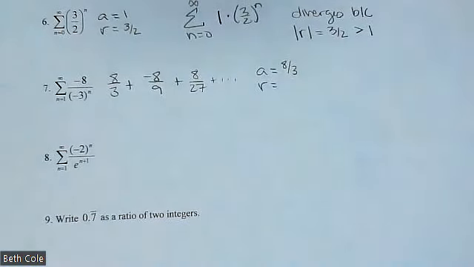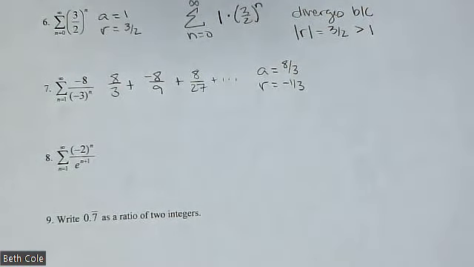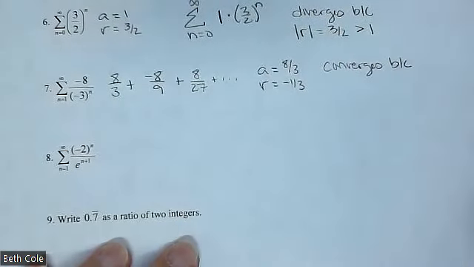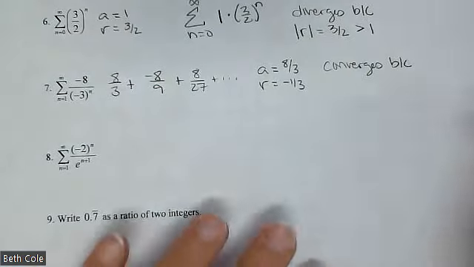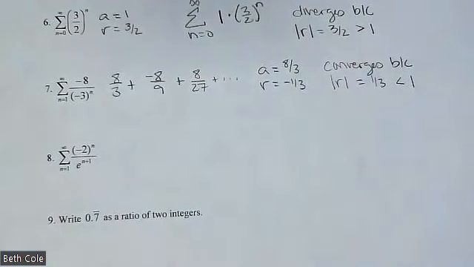What's r? It's what you're multiplying by to continue the pattern. And sometimes it helps if you just look at the numerators and then just look at the denominators separately. Good, -1/3. Does it converge or diverge? See if you can write the statement. Converges because... converges because why? Perfect. That means we're going to actually do the problem.